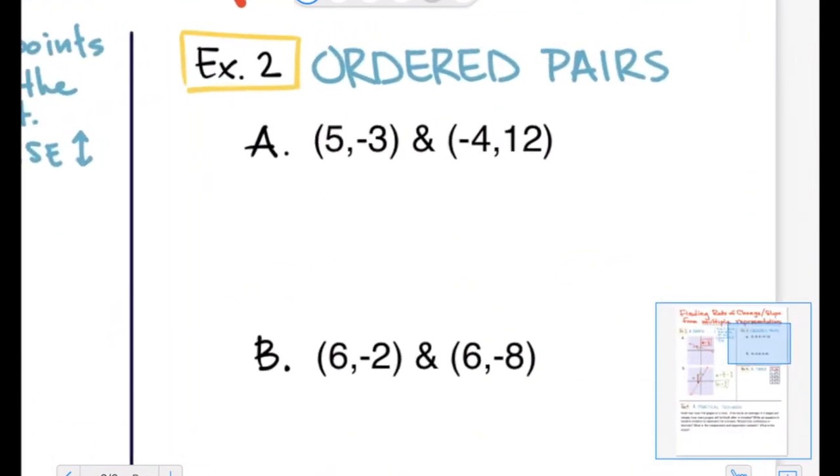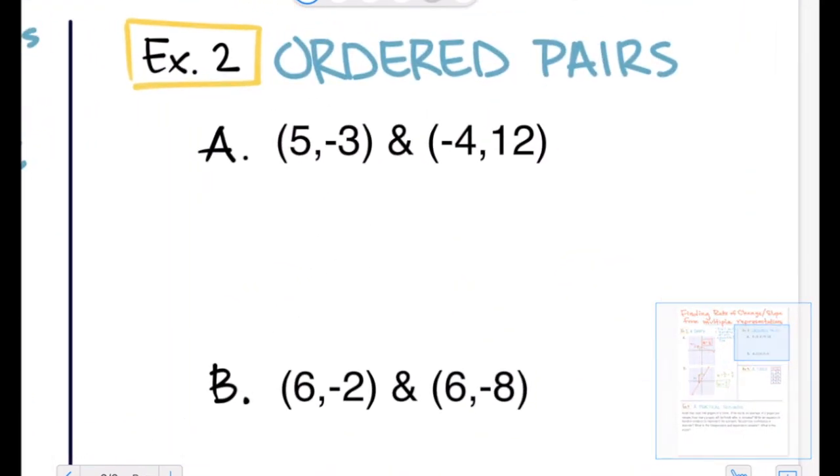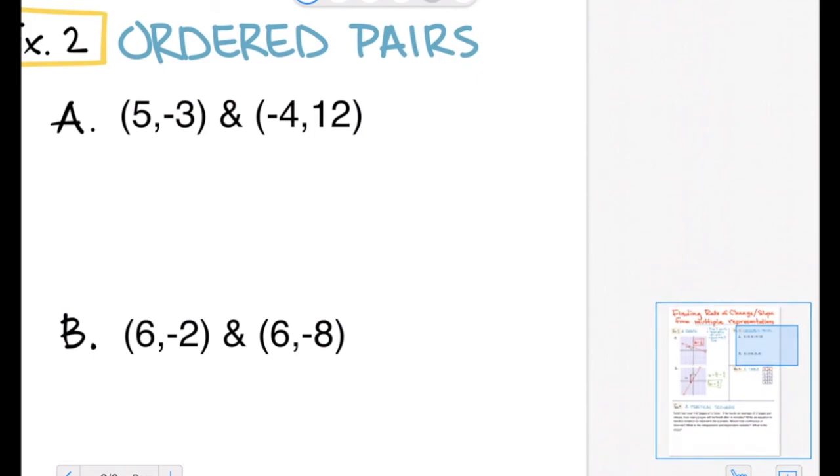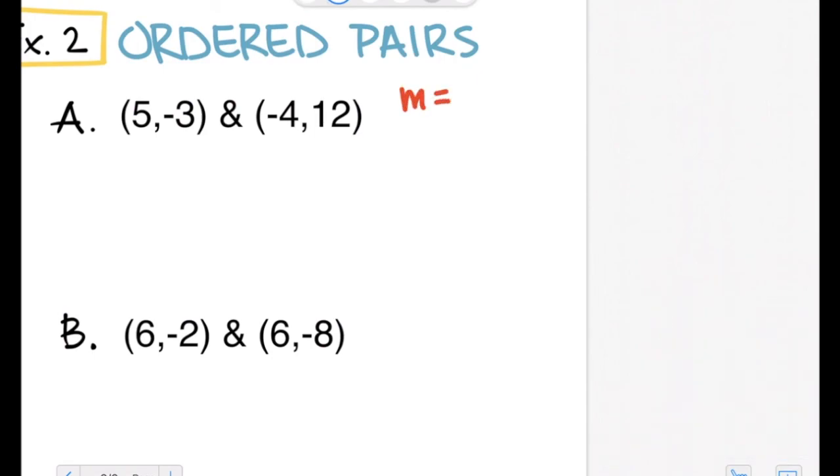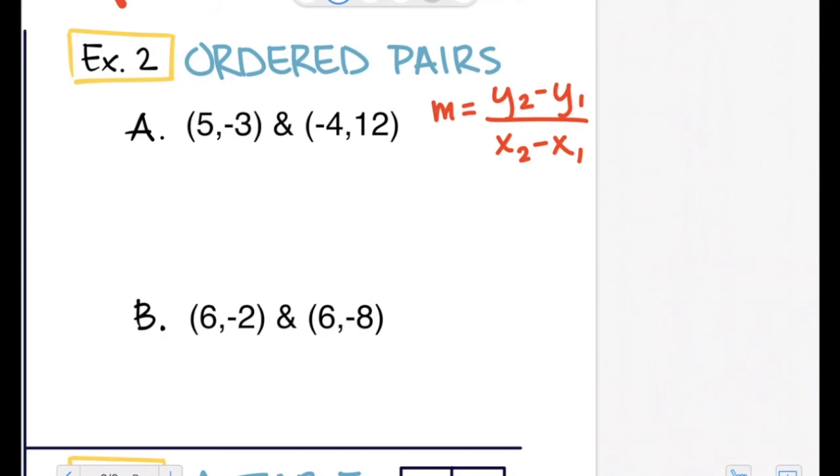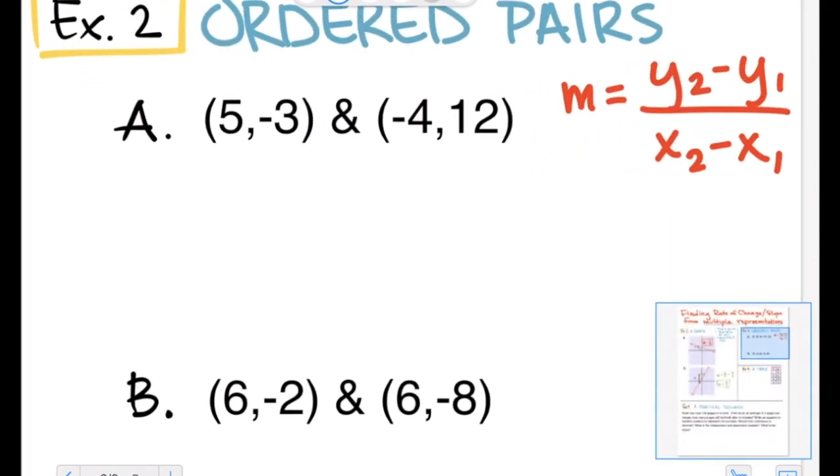All right, so now let's talk about how to find slope from ordered pairs. This is where we're going to use that formula. So let me rewrite the formula over here. The slope from 2 ordered pairs is always y2 minus y1 over x2 minus x1. So we've got to figure out what's y2, what's y1, what's x2, what's x1. So let's label these ordered pairs.